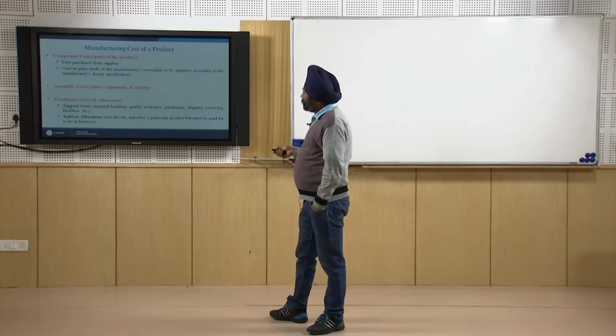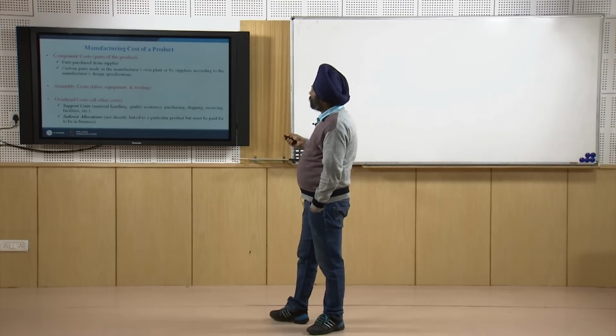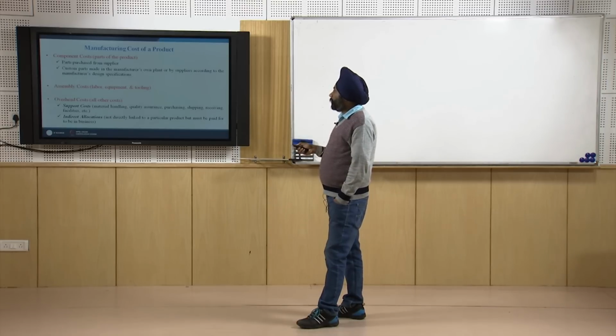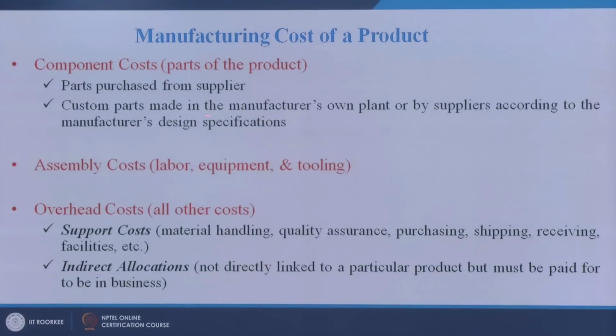Now this is a little bit of explanation of manufacturing cost. I have already explained component costs: parts purchased from the supplier, custom parts made in the manufacturer's own plant or by suppliers according to the manufacturer's design specification. The first one is component cost. Assembly cost is already discussed. Overhead cost is support cost like material handling, quality assurance, purchasing, shipping, receiving, facility. Indirect allocations are not directly linked to a particular product but must be paid for to be in business.